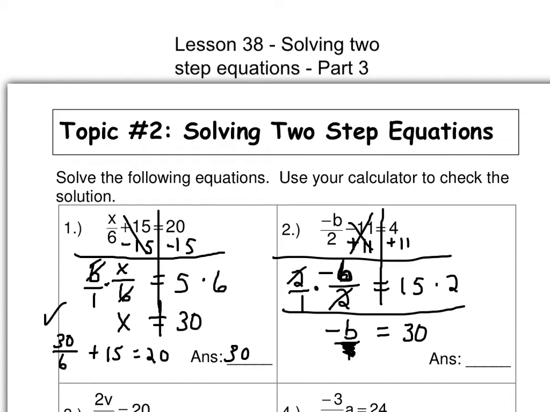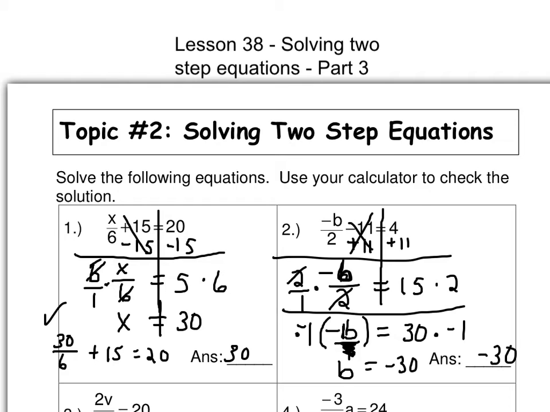Well, I can't have a negative b. So how do I get rid of a negative b? Well, we have to think of this as being a negative 1b. Remember, whenever you have a letter and there's no number in front of it, that means that there's a 1. So in order for me to get rid of this negative 1, if I multiply this by another negative 1, so negative 1 times negative 1, then I get a positive 1. So now I have a positive 1. Well, whatever you do to the left, you must do to the right. So 30 times a negative 1 would be negative 30. So my answer is negative 30.